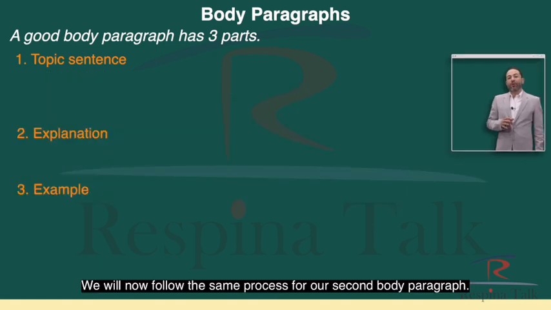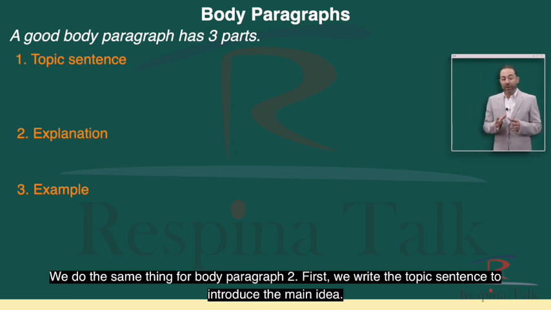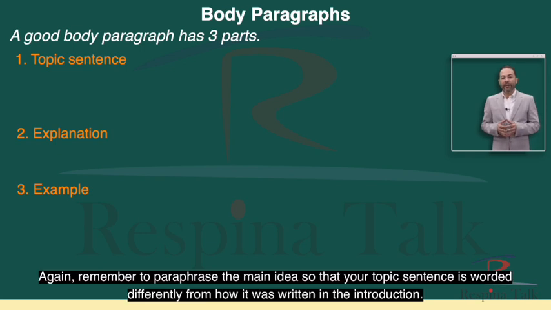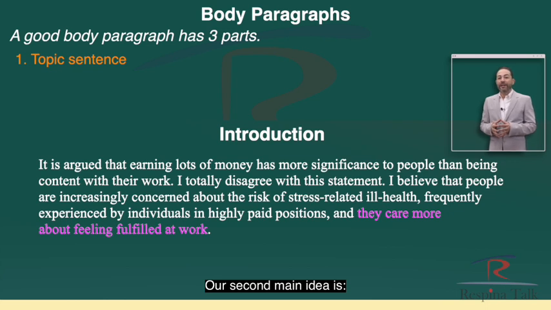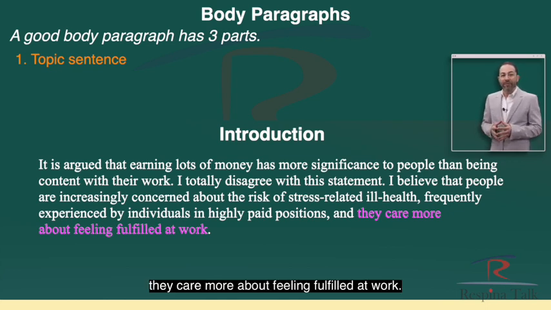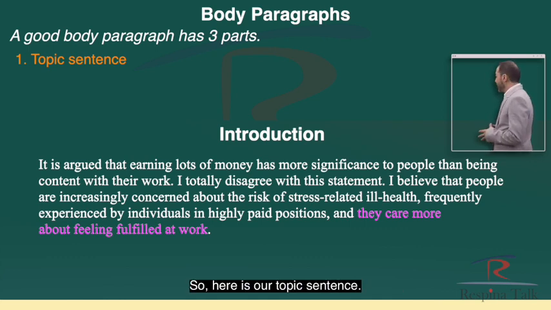We will now follow the same process for our second body paragraph. We do the same thing for body paragraph 2. First, we write the topic sentence to introduce the main idea. Again, remember to paraphrase the main idea so that your topic sentence is worded differently from how it was written in the introduction. Our second main idea is they care more about feeling fulfilled at work. So here's our topic sentence.